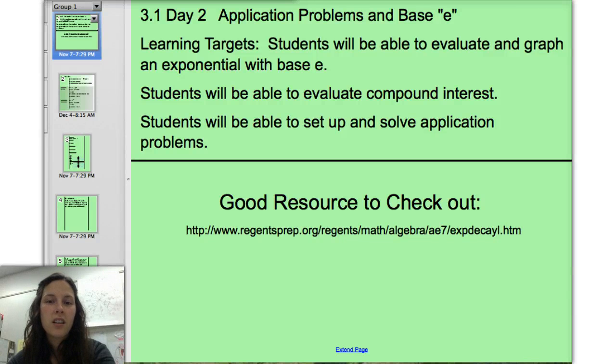In today's lesson, we're going to take a look at exponential functions with a base e.